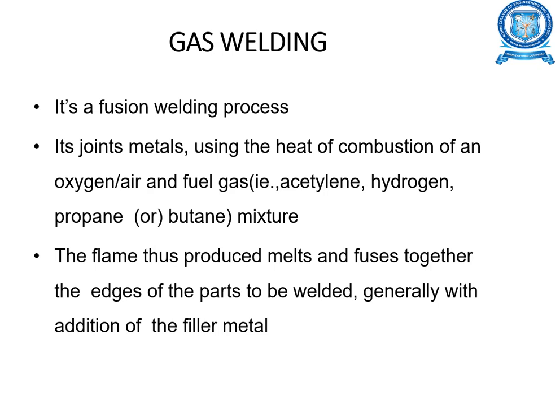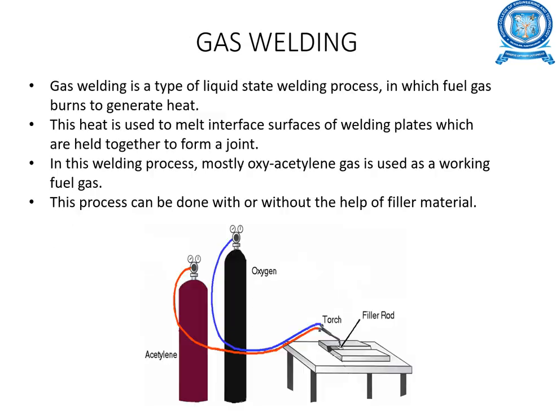So here we'll be studying about the gas welding process, and it is a fusion welding process. So it joins metals using the heat of combustion of an air and fuel gas, that is acetylene, hydrogen, propane or butane mixture. So the flame thus produced would melt and fuse together the edges of the parts that are to be welded, and either they use an addition of the filler metal also.